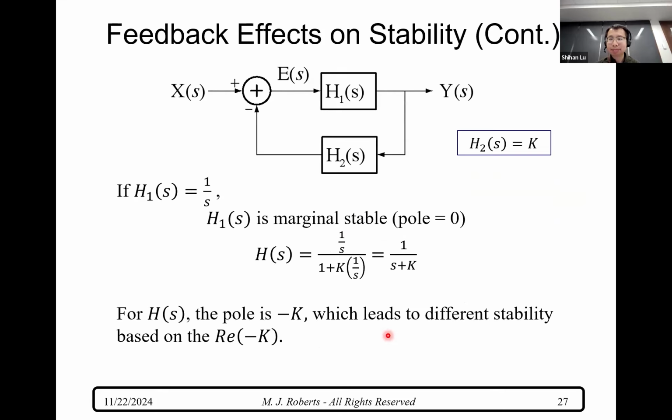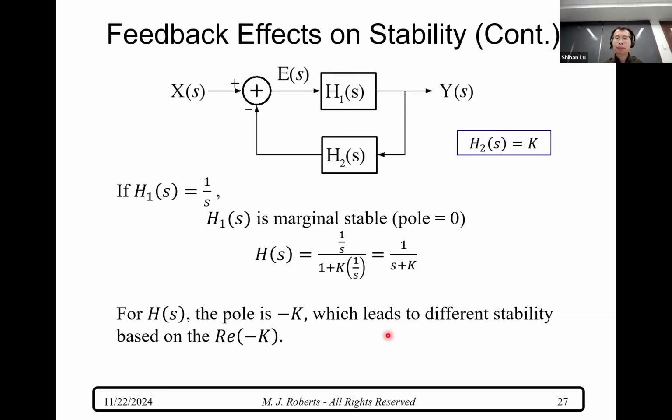If k has a positive real component, then the system will be stable, right? If k has a negative real component, then the system will be unstable. And if k is 0 and has no repeated poles with zero real component, then it will be marginally stable, right?